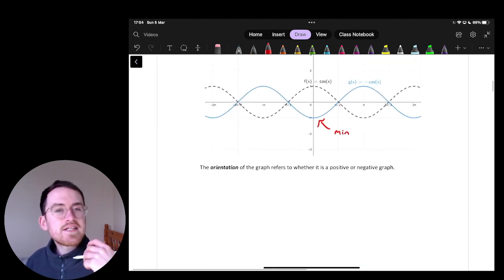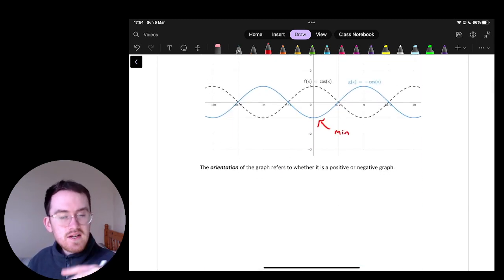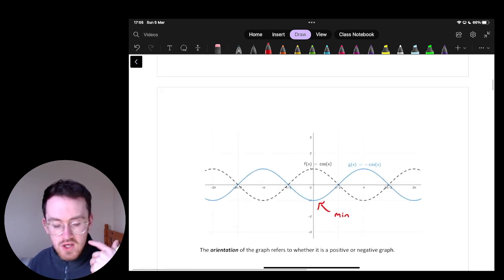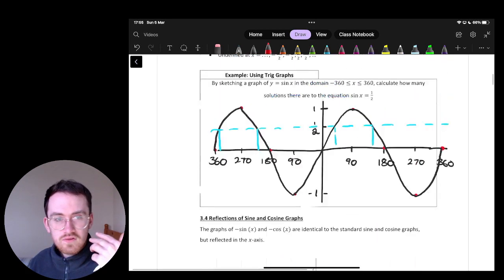And that's the best way for us to see whether it's the standard sine or whether it's the reflection. So the orientation is what we would call that. So we'd say that the graph is positively or negatively oriented. So if it's positively oriented, it's your standard sine or cosine. If it's negatively oriented, it's your reflection. It's your minus sine or minus cosine. So that's the general forms of these graphs.